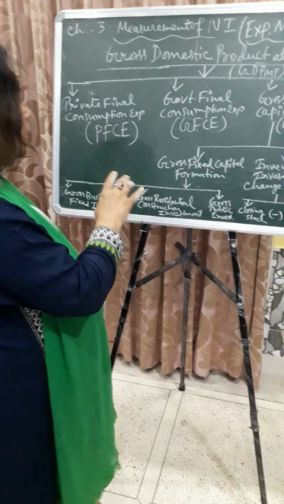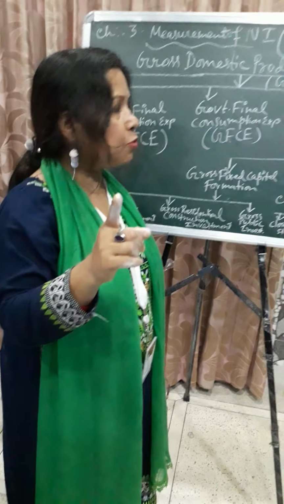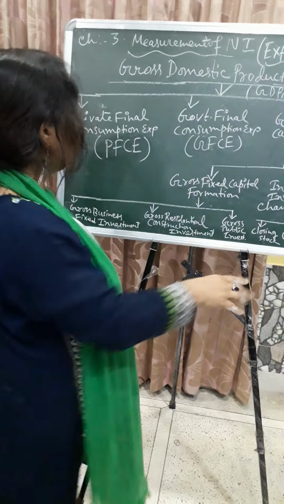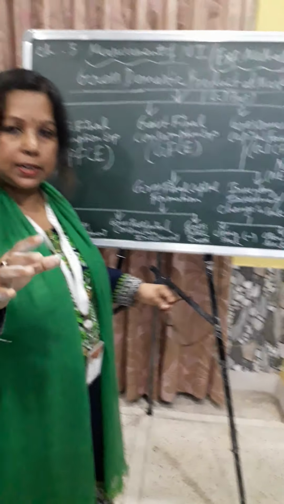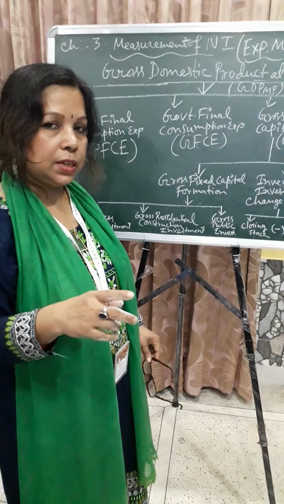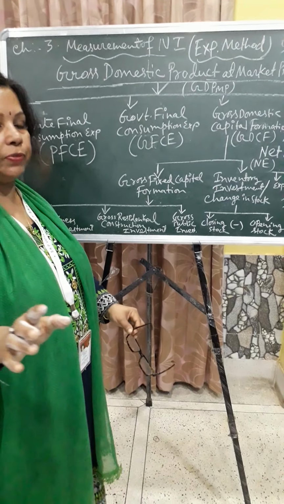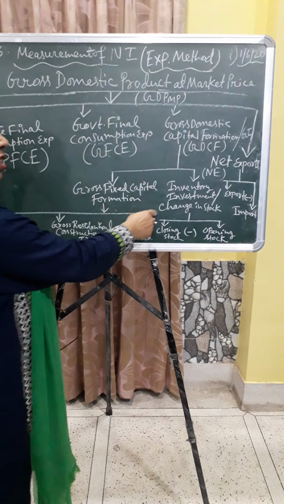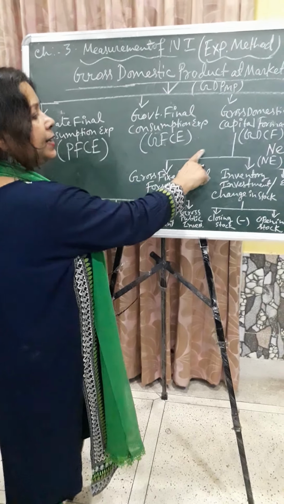So in short, in the expenditure method you first have to calculate GDPMP, and GDPMP has four parts: PFC, GFC, GDCF and net export. When these four parts are added, you get the GDPMP. Sometimes, at the time of calculation, GDCF is not given directly; its parts are given, gross fixed capital formation and inventory investment. So first you have to add these two parts to get GDCF.